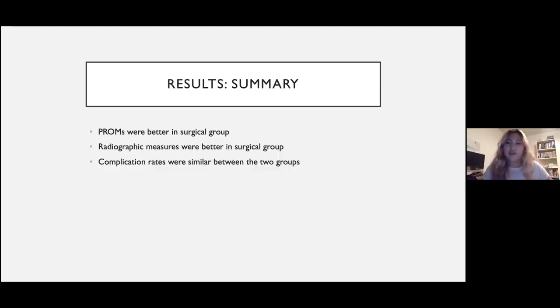So this is a very simple summary. Basically, the patient-reported outcome measures were better in the surgical group, the radiographic measures were better in the surgical group, and complication rates were similar between the 2 groups. So the authors conclude that volar plate fixation is better.